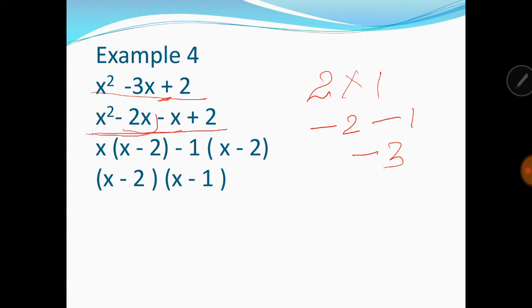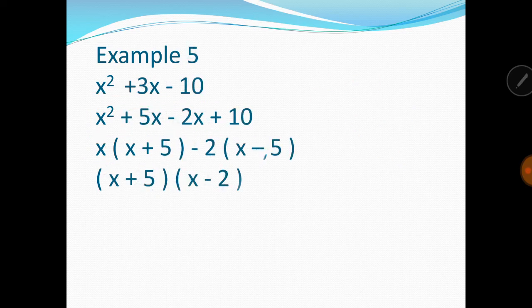Now you have x common from these two. So you have x common, x minus 2 in the bracket. Here again you don't have anything common, but here you have a minus sign, so you take minus 1 common. So this will become plus and this plus sign will become minus. So now you have x minus 2 common. You take x minus 2 common and you are left with x minus 1. That is the other factor. So this is the factor of x squared minus 3x plus 2.